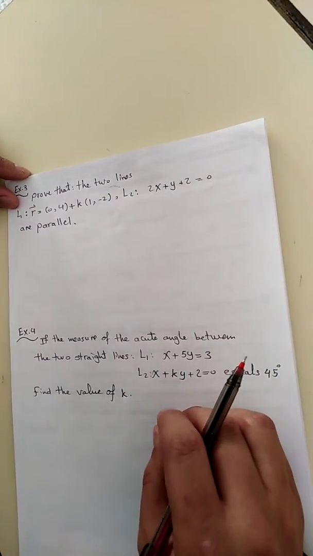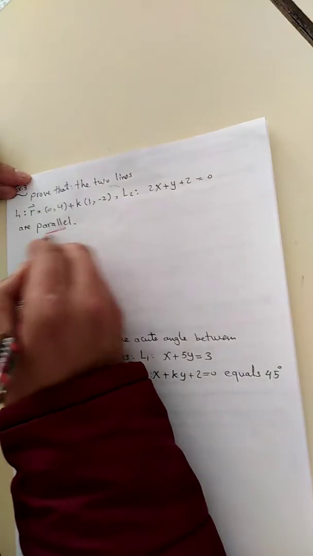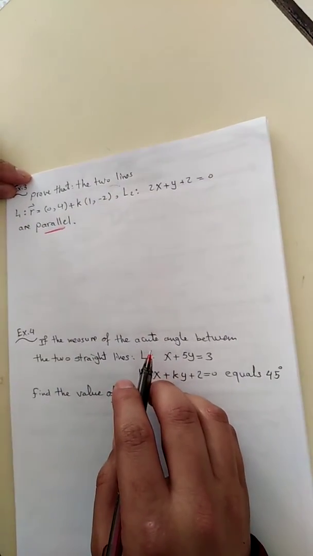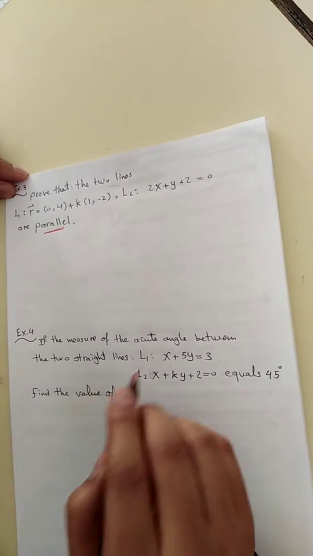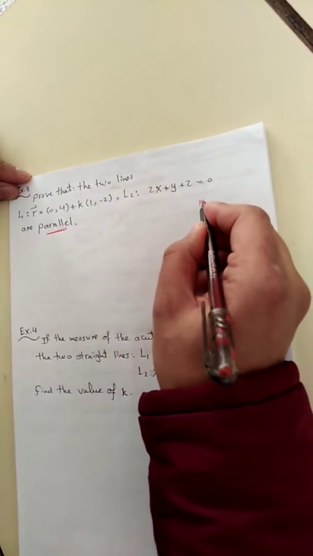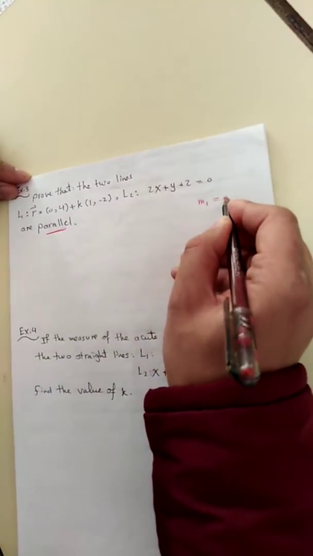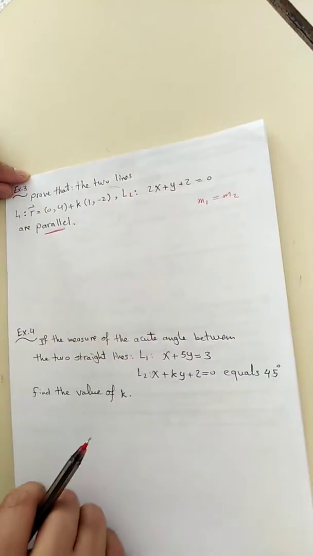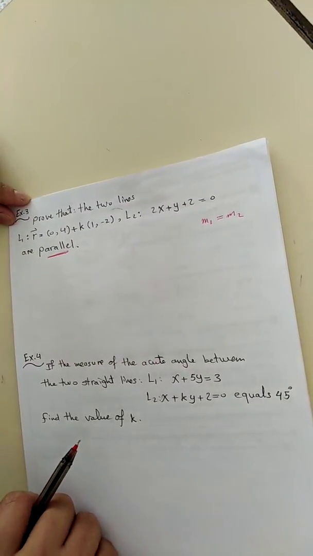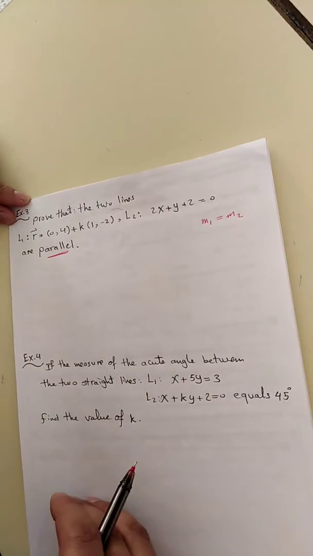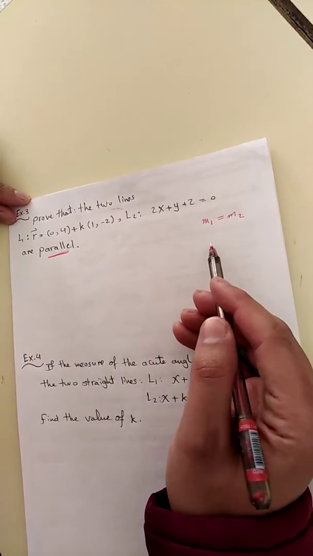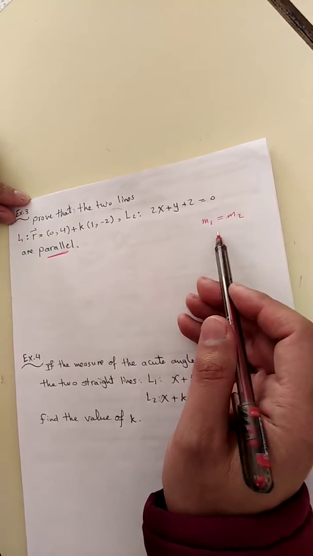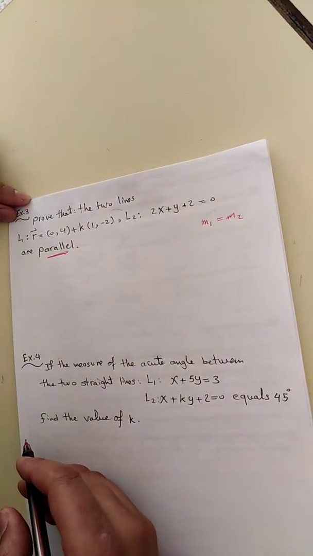Let's start with what is the meaning of parallel straight lines? Yes, that means the two straight lines have the same slope. That means m1 equals m2. Let's prove it. Let's get the first slope and the second slope, and if they are equal, then the two straight lines are parallel.